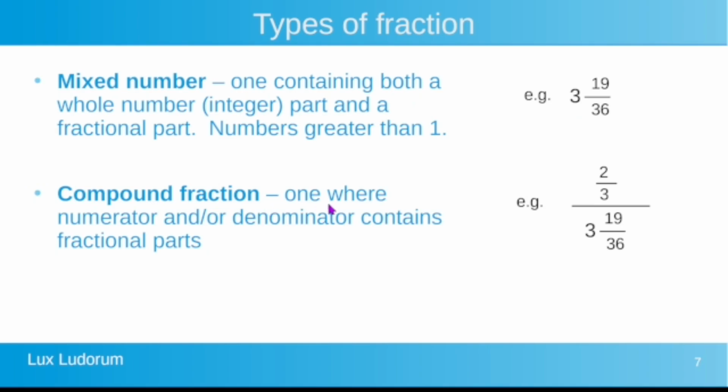Compound fractions, these are ones where the numerator and or the denominator are themselves fractional in some way. So for example, here's the line, the big line. The numerator is 2 over 3, that's a fraction. And the denominator is 3 and 19/36, and that is fractional as well. You don't tend to come across these very often in your GCSE type work.